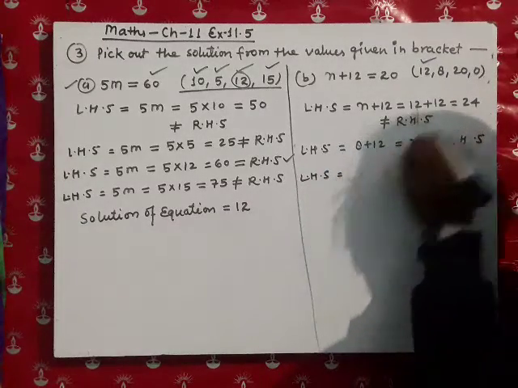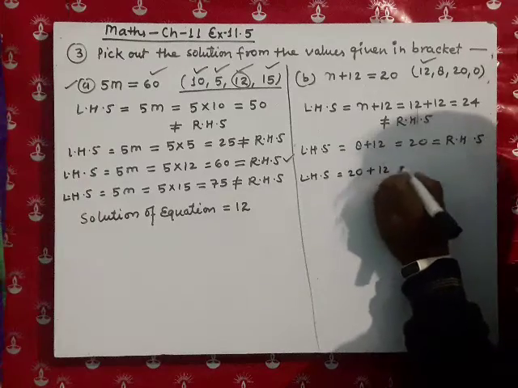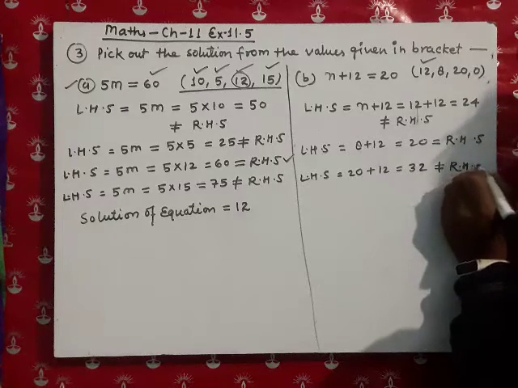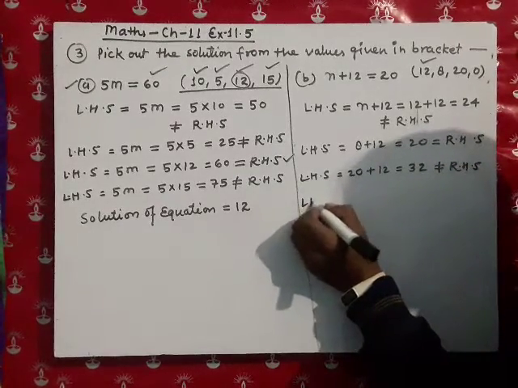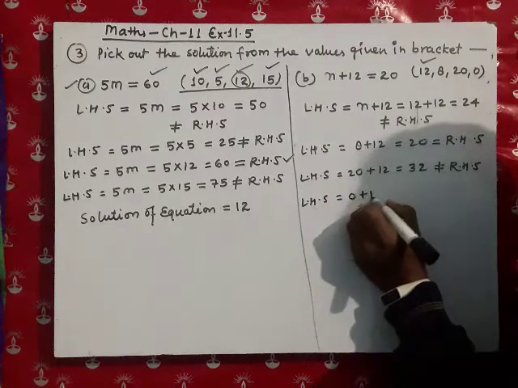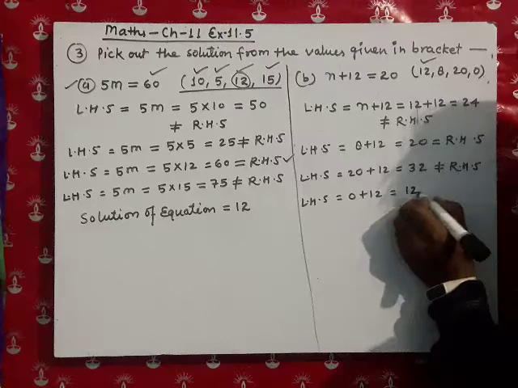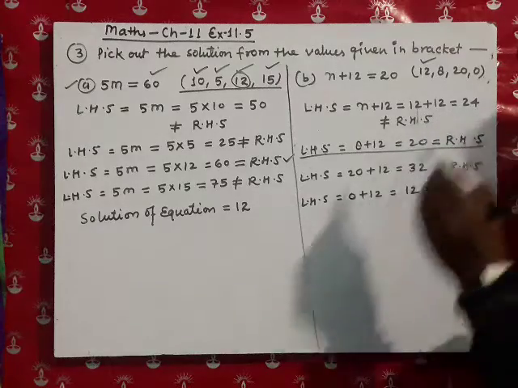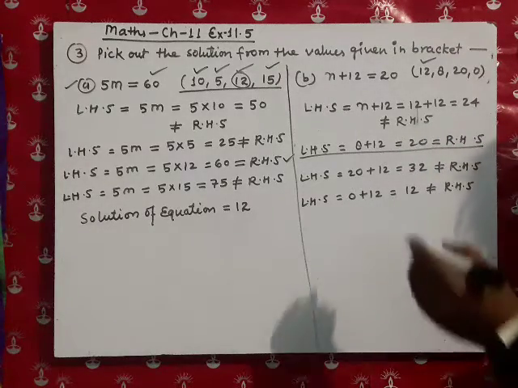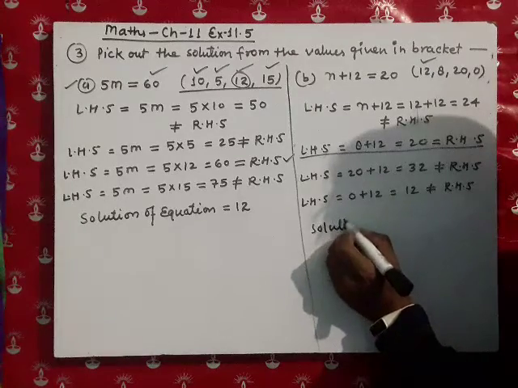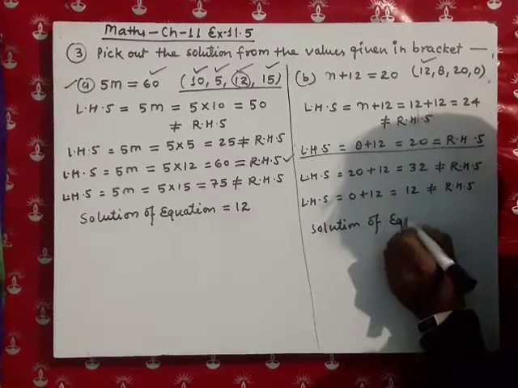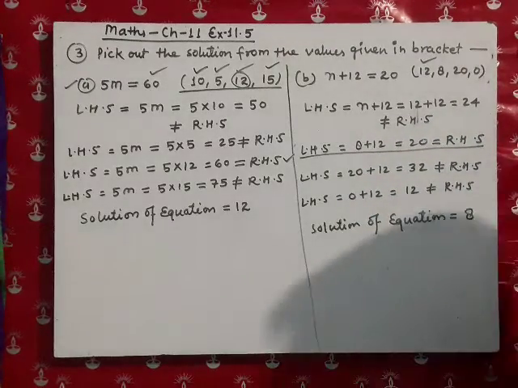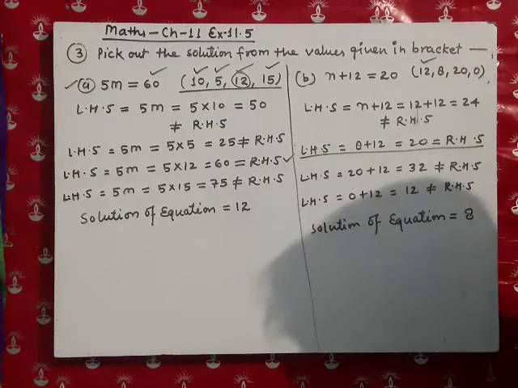Now going to the next. Here I am taking the value 20 plus 12, that becomes 32, not equal to the RHS. Now going to the fourth part, the LHS is 0 plus 12, so it becomes 12, not equal to the RHS. So we are seeing here that only this value is satisfying both sides, LHS and RHS. So the solution of the equation is 8. I am going to some more parts.